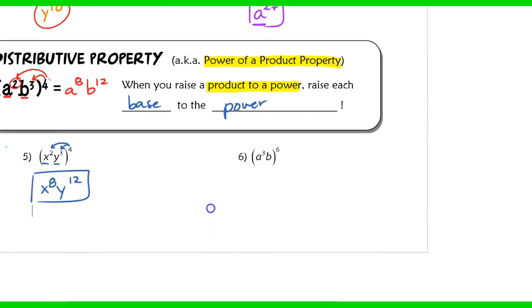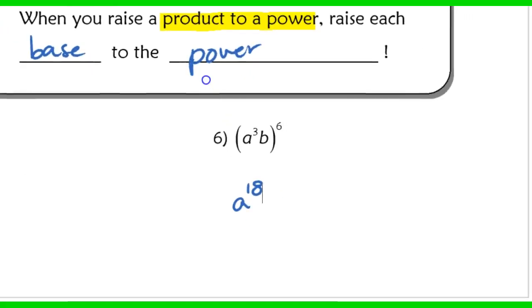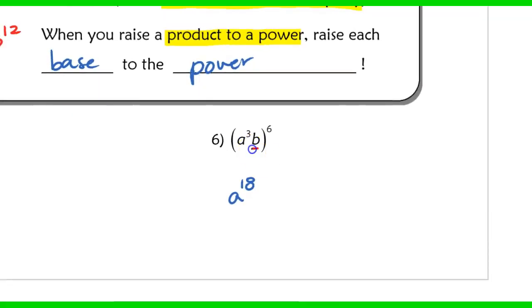On number 6, the same idea here. I'm going to raise this base a to the 6th power and this base b here to the 6th power also. So in the first one, a cubed to the 6th power, remember you're going to distribute that, you get a to the 18th. Now this next one's a little bit trickier. So let's take a look at that a little closer. When you look at this b, technically there's a little 1 flying up here, right? b to the 1st power is what that really is. So what I'm going to do is multiply 1 times 6 to get b to the 6th power. So that's my final answer here: a to the 18th, b to the 6th.